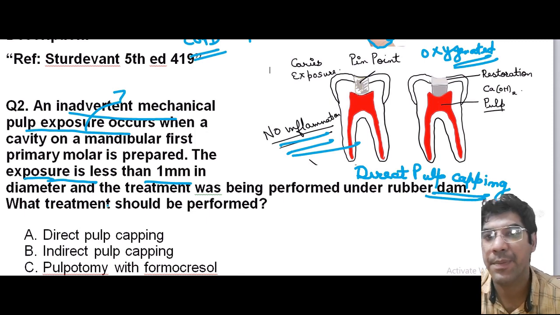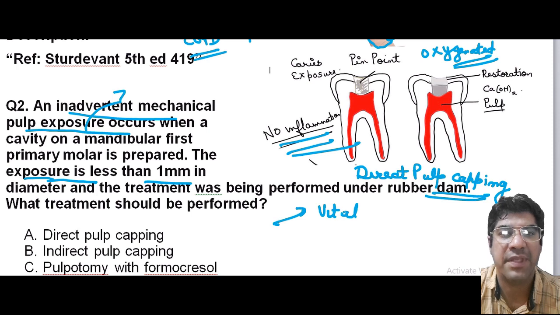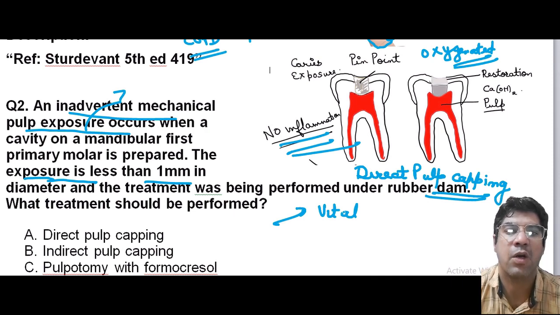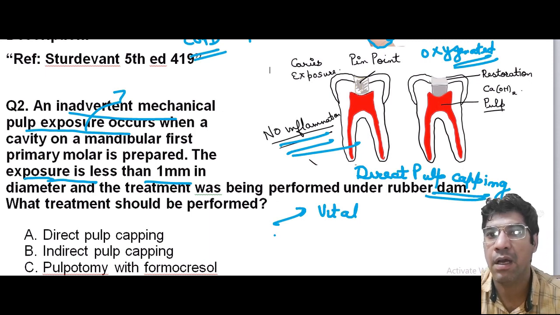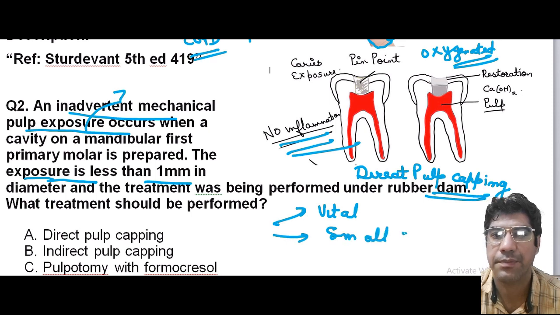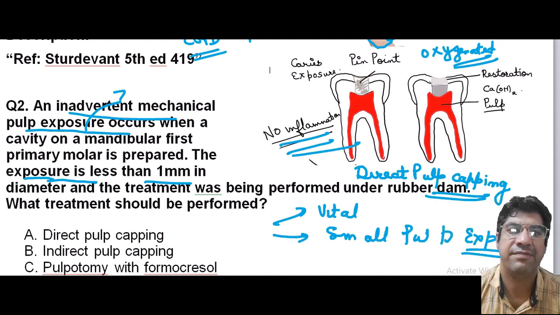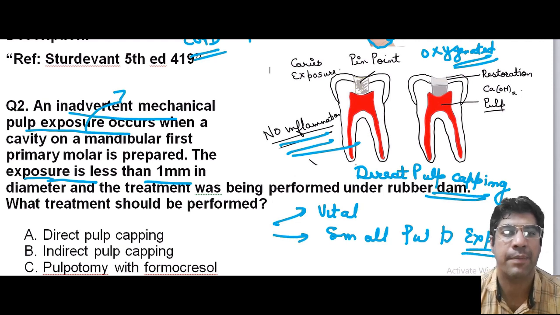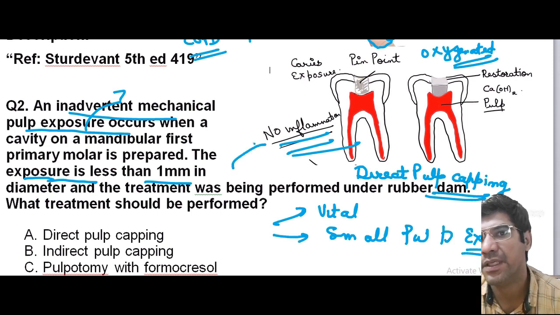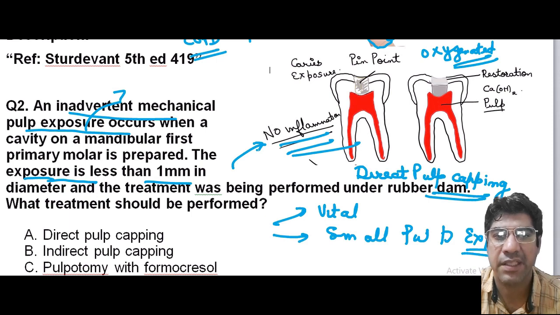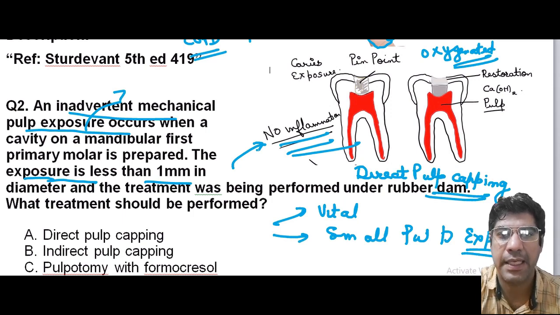So the indications for direct pulp capping: remember, the pulp should be vital. Direct pulp capping is most effective when the dental pulp is still vital, meaning it is healthy and not inflamed. The pulp should respond positively to vitality tests like cold and electric pulp testing. Second indication is a small pulp exposure, typically less than 1 to 2 mm in diameter. Third, there should be no inflammation, no clinical sign of infection or inflammation in the tooth. So these are the essential criteria for direct pulp capping. The answer here is direct pulp capping.